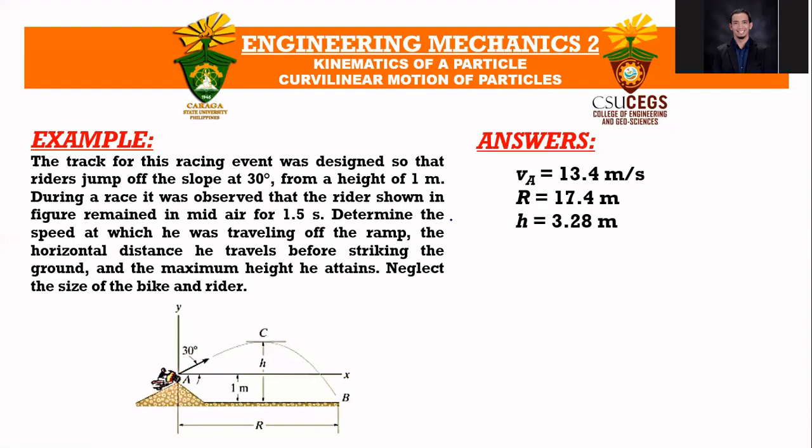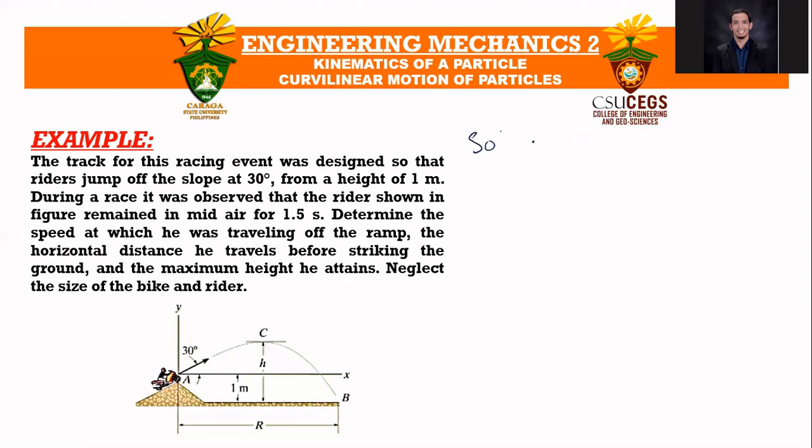And also, we need to neglect the size of the bike and rider when we determine this based in the problem. So, tulo ang atong pangitaon. The VA, or the speed, is equal to 13.4 meters per second. The horizontal distance before striking the ground, that is equal to R, that is 17.4 meters. And the maximum height he attains is 3.28 meters.